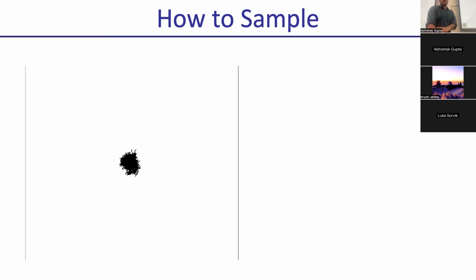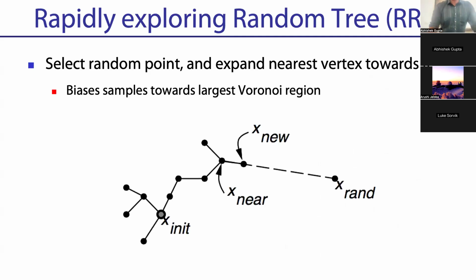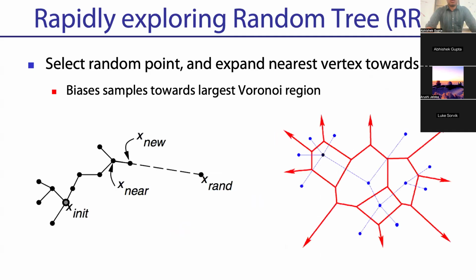And so the idea here is that when you are selecting a random point, it's biased towards the largest Voronoi region. So have you guys heard of Voronoi cells? No? So a Voronoi cell looks something like this. A Voronoi cell is like, let's say you had some set of points, right? A Voronoi cell for this point is the set of points that are closer to this point than to any other point, right?